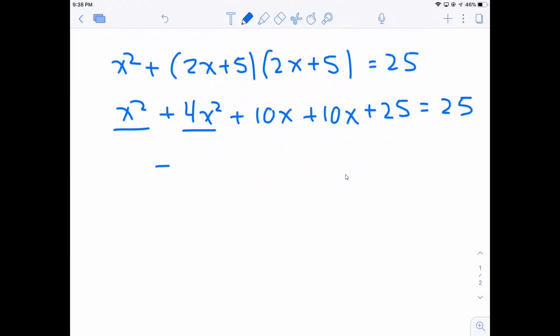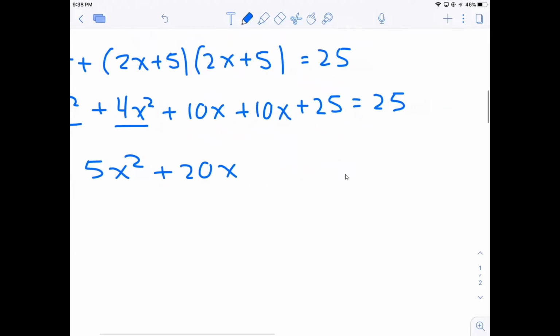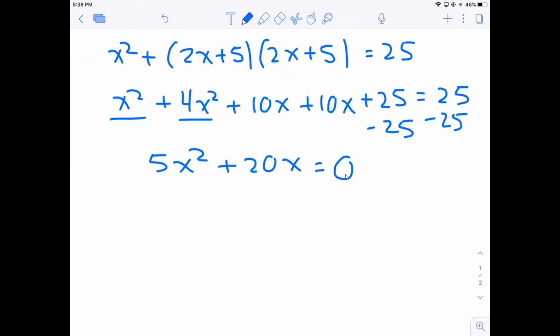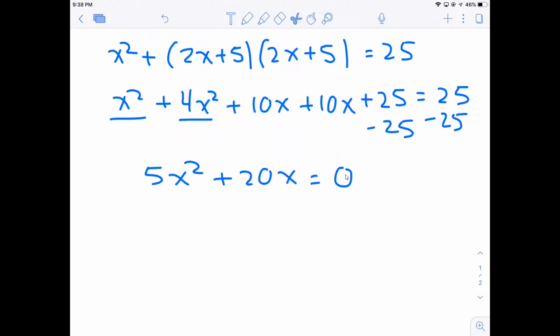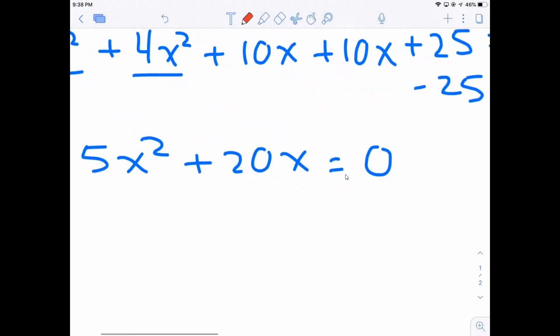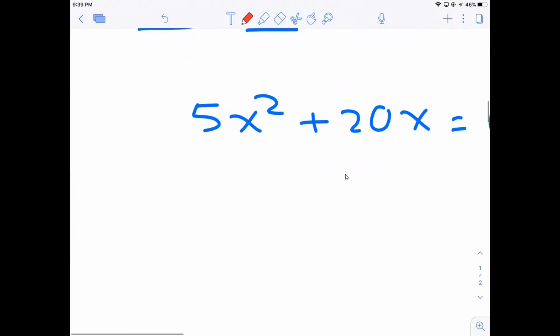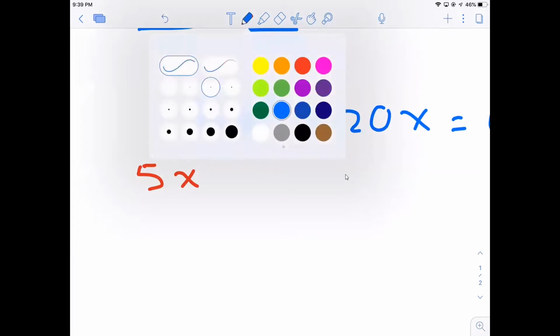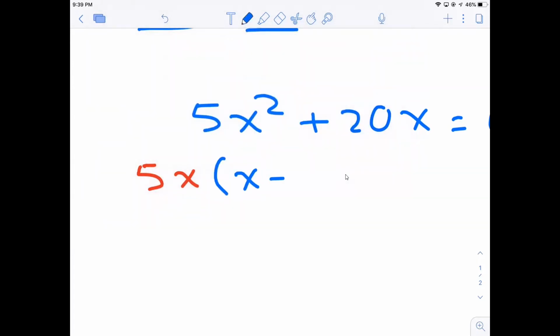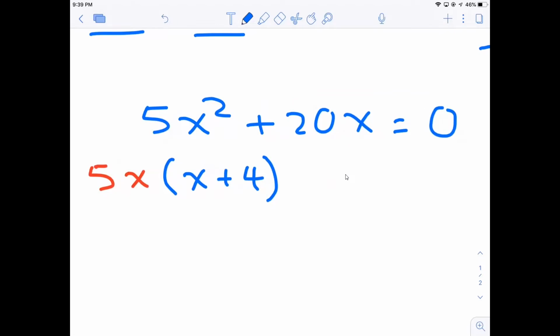So let's combine these x squared terms and make this equal 0, because that is how we solve quadratics. So if I minus 25 on both sides here, those just cancel out, and I have 5x squared plus 20x equals 0. The way we solve quadratics is by factoring. In this case, I can factor out a GCF. Our GCF here is a 5, and they both also have an x, so I can factor out a 5x. I'm left with x plus 4 equals 0.